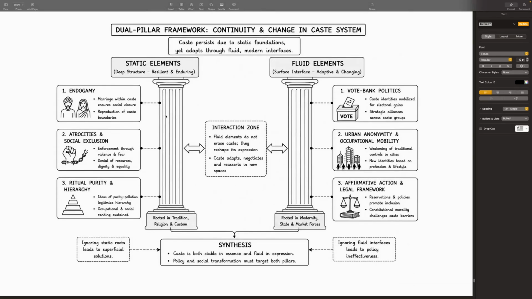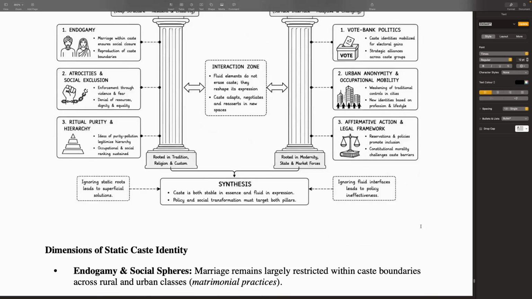It's a complex diagram, but you do not need to draw, you just go through the text. Pause the video, take a screenshot or whatever.